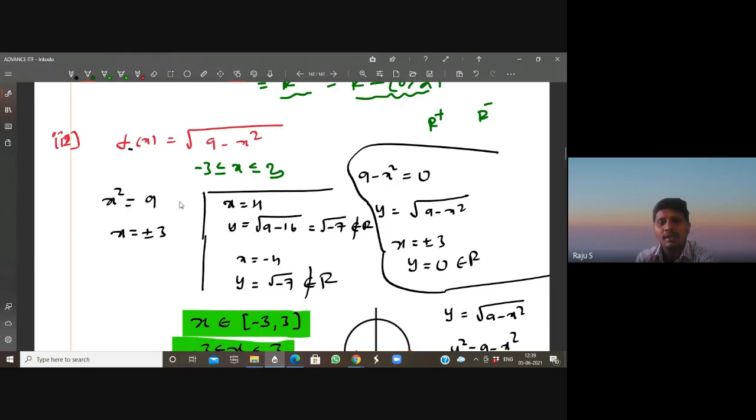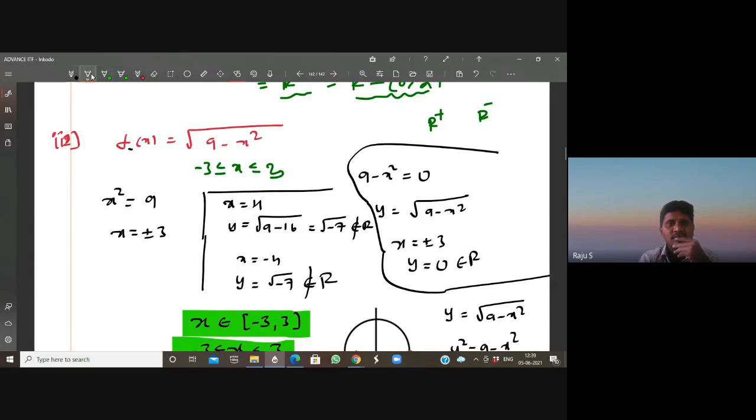So how to write here? The condition is, you have to write like this. Since square root of 9 minus x square is defined, all the real numbers that are greater than or equal to minus 3 and lesser than or equal to plus 3. Okay, then what is the domain of the function?